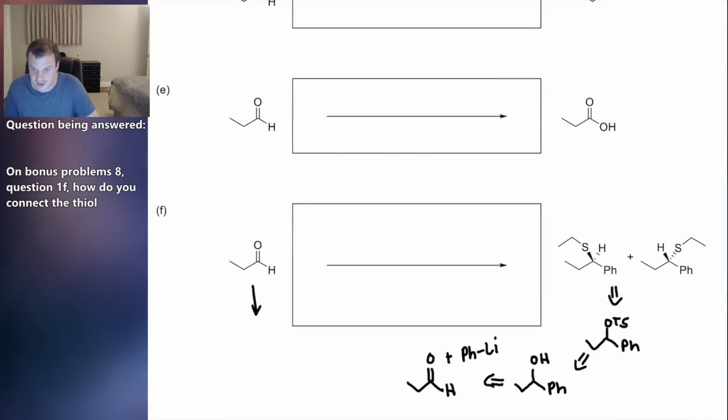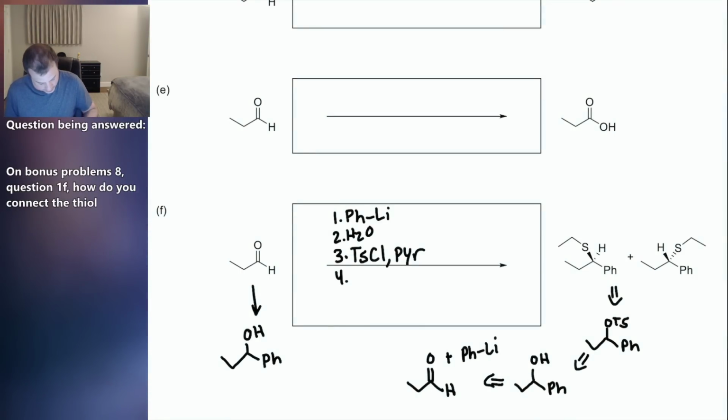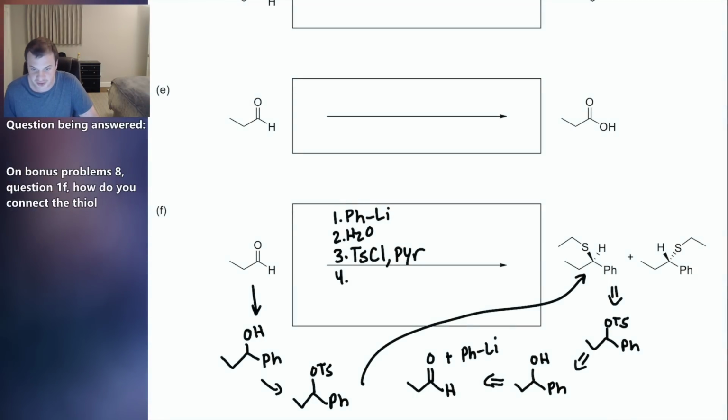And so that's going to be our forward synthesis. So it's going to be step 1, we're going to do PhLi, and then step 2, we need that H2O workup. So after we do that, we're going to end up with this. Go ahead and turn that OH into a good leaving group with tosyl chloride and pyridine. You could also do HBr, the old school method. A variety of other methods will work here. And then step 4, that's going to make our OTs.